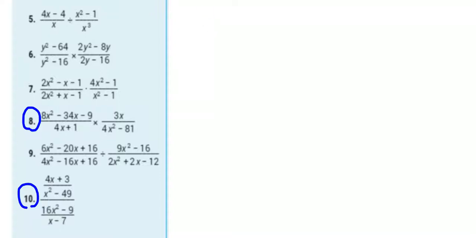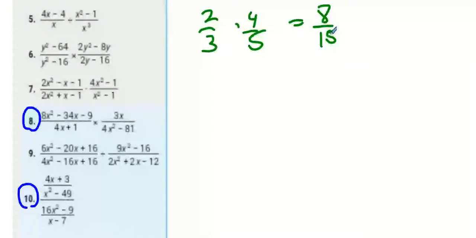This is a multiplication question. In the same way, 2/3 multiplied by 4/5 is simply 8 over 15. You multiply top by top, bottom by bottom. Really easy. Now, that is multiplication.